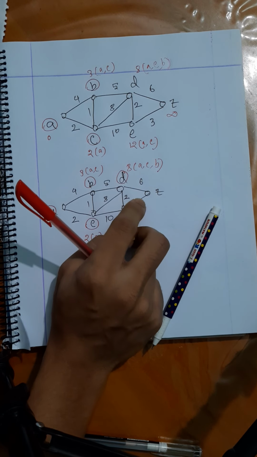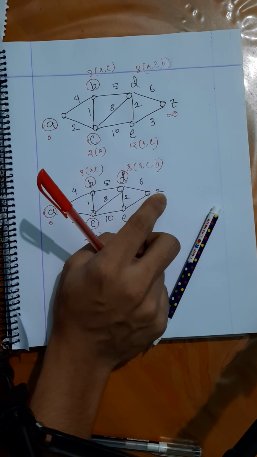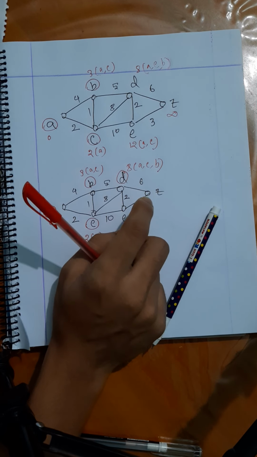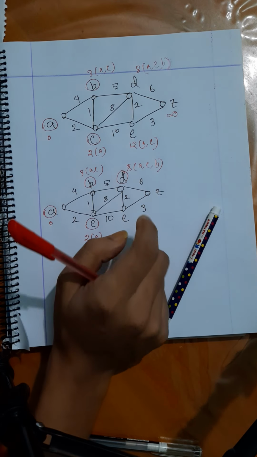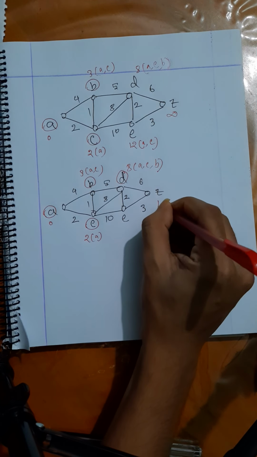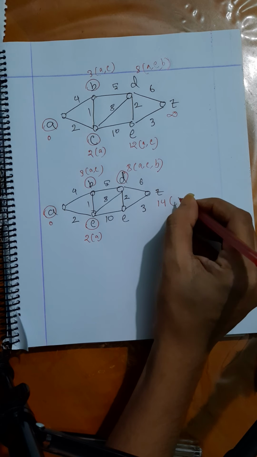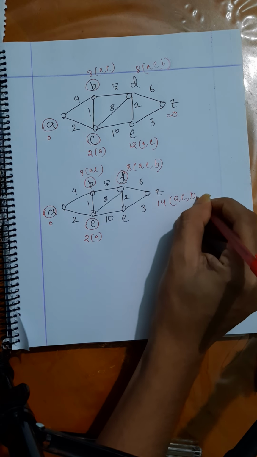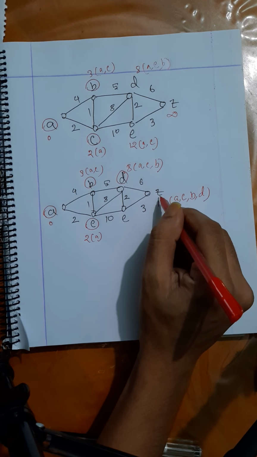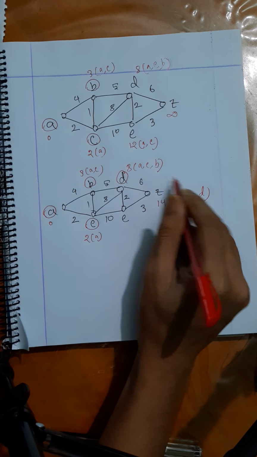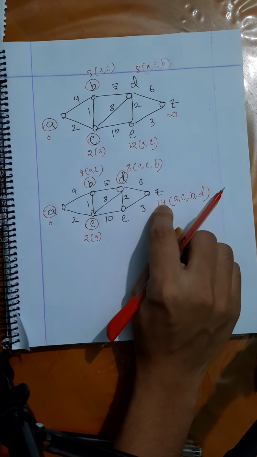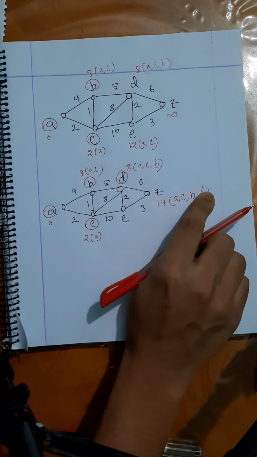From D we can go to Z with a value of 8 plus 6, which is going to be 14. Is it smaller? Obviously it is, because the previously assigned value was infinite. So we will assign 14 here, and the path is going to be A, C, B and D. The exactly previous node of Z is D, and to D we have come from A, C and B.